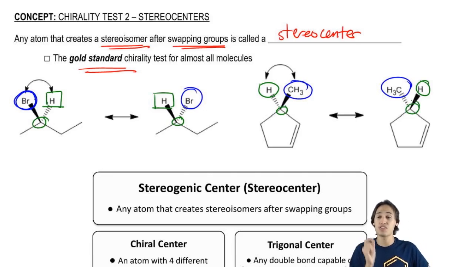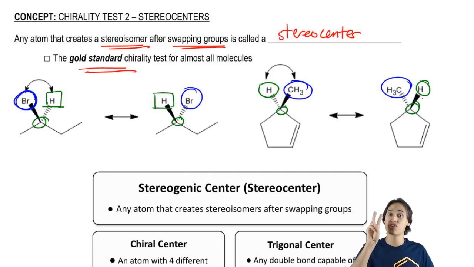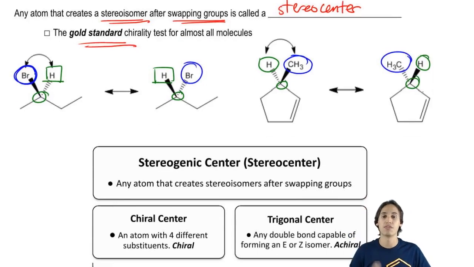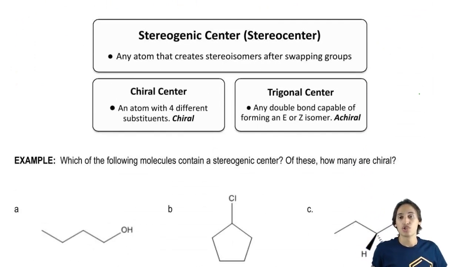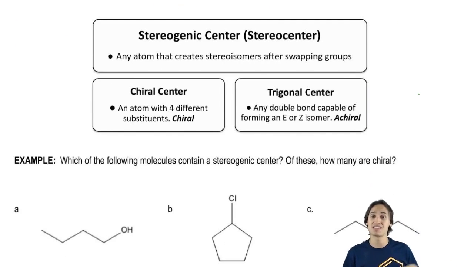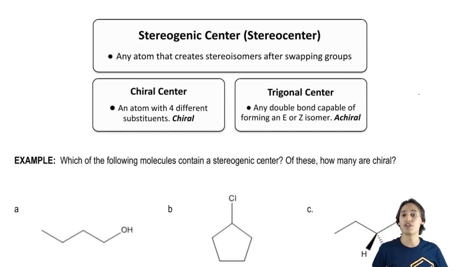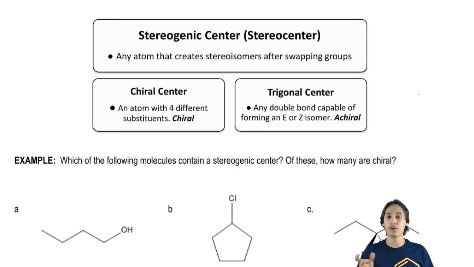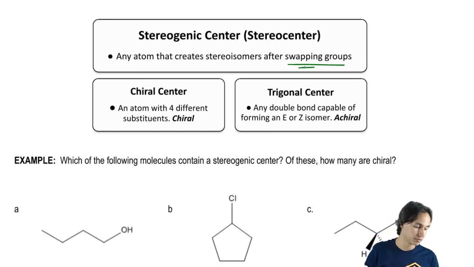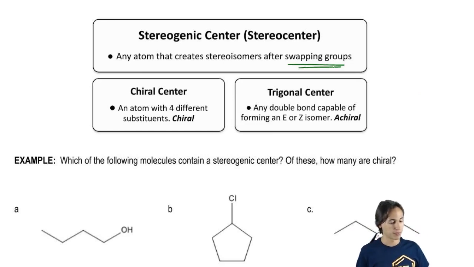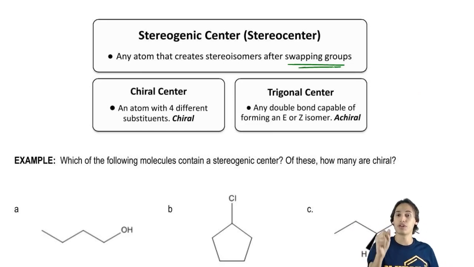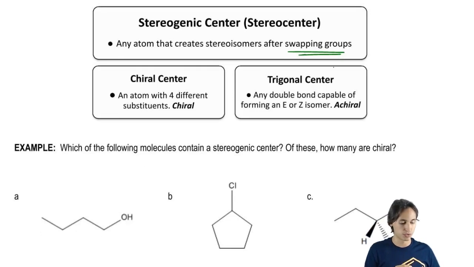So let's define what stereocenters are, because it turns out that there's actually two different types of stereocenters, okay? You may hear your professor refer to these as stereogenic centers, but that's just the same thing as a stereocenter, okay? And like I said, the definition is any atom that creates stereoisomers after swapping two groups.